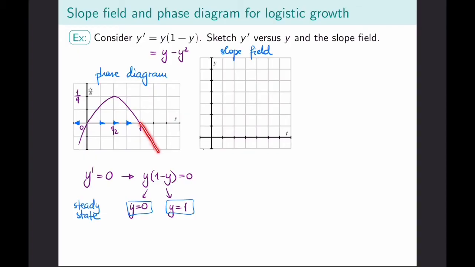Then after 1, I can see that my graph is below the horizontal axis, which again means that for the points here, the y prime is negative, and therefore the arrows should be pointing to the left. So again, remember, let me write this down here one more time. If the derivative is negative, then the arrows are pointed to the left. And if the derivative is positive, then the arrows of the phase diagram are pointing to the right.